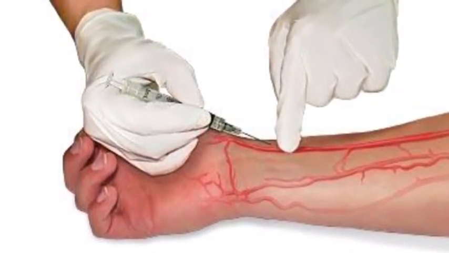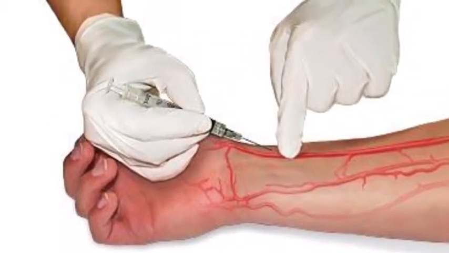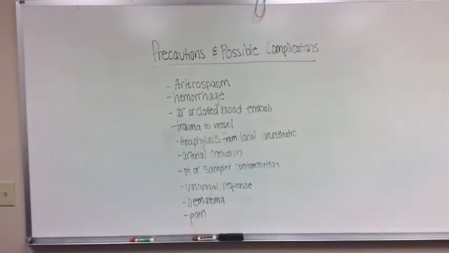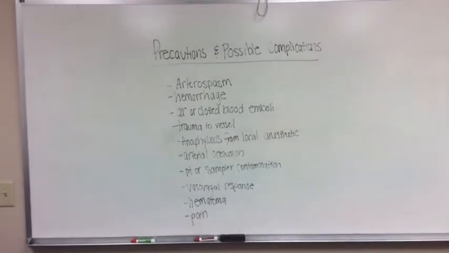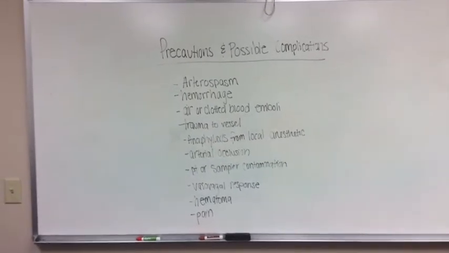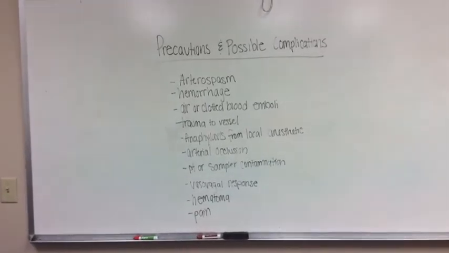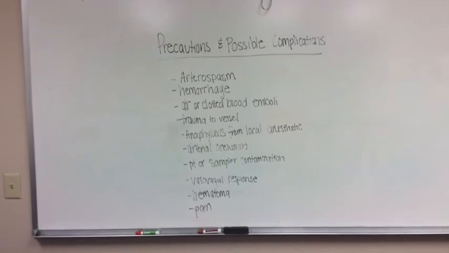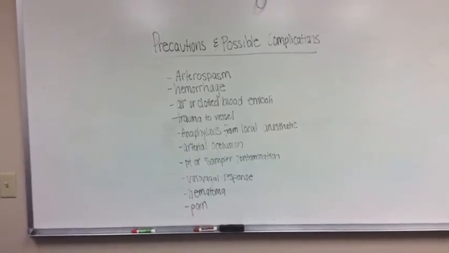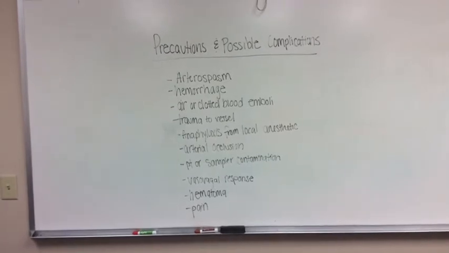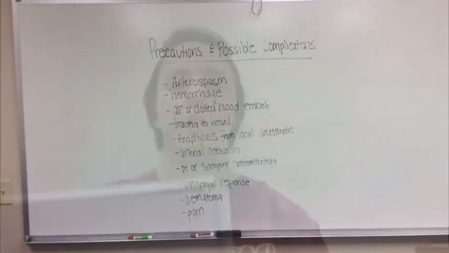Anticoagulation therapy such as heparin or warfarin are a relative contraindication. A few of the precautions and possible complications of an ABG are arteriospasm, hemorrhage, air or clotted blood emboli, trauma to the blood vessel, anaphylaxis from local anesthetic, arterial occlusion, patient or sampler contamination, vasovagal response, hematoma, and pain.